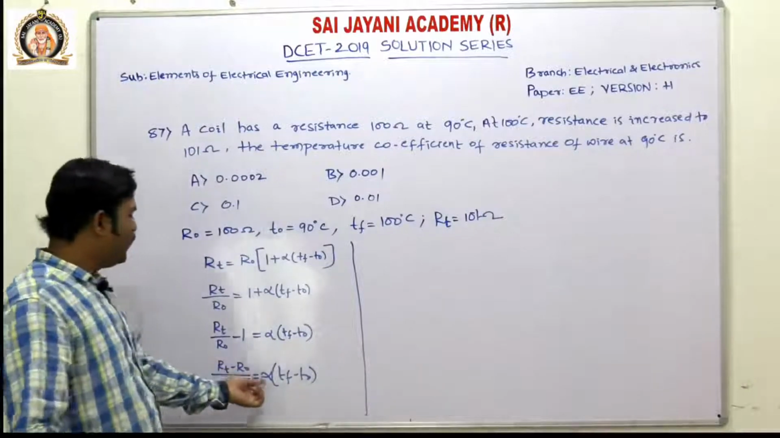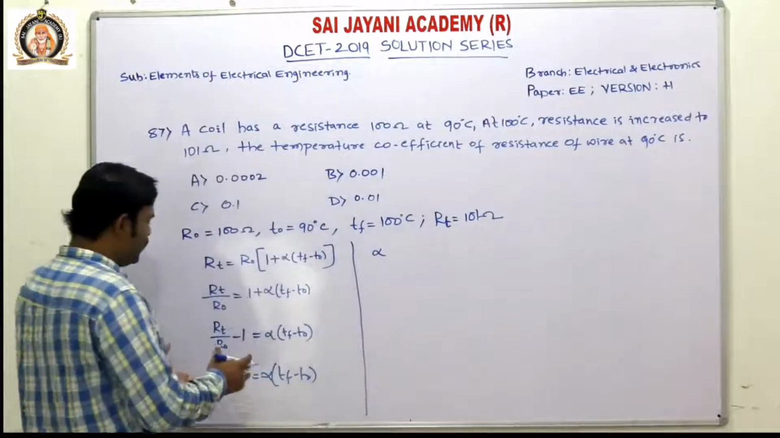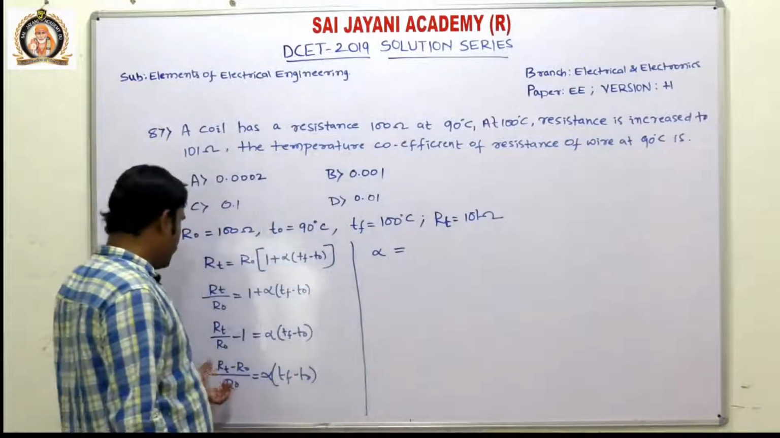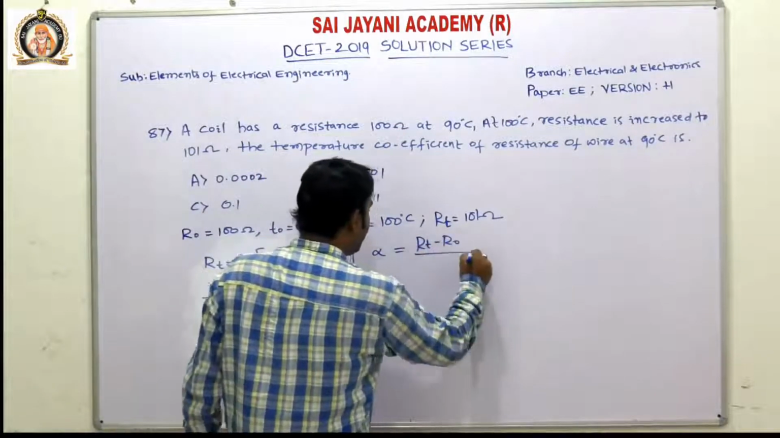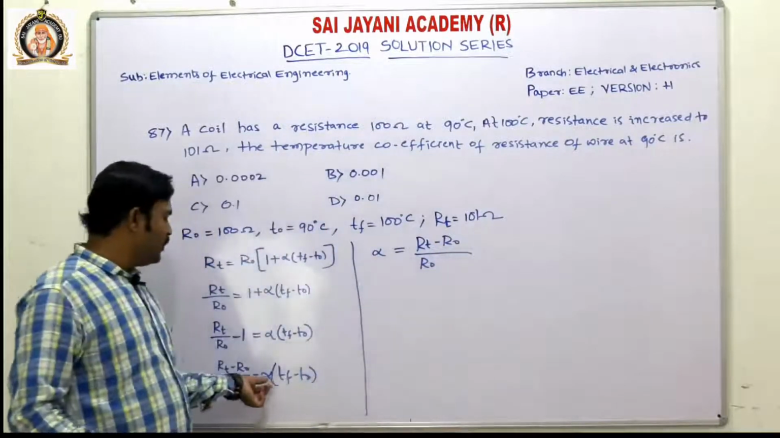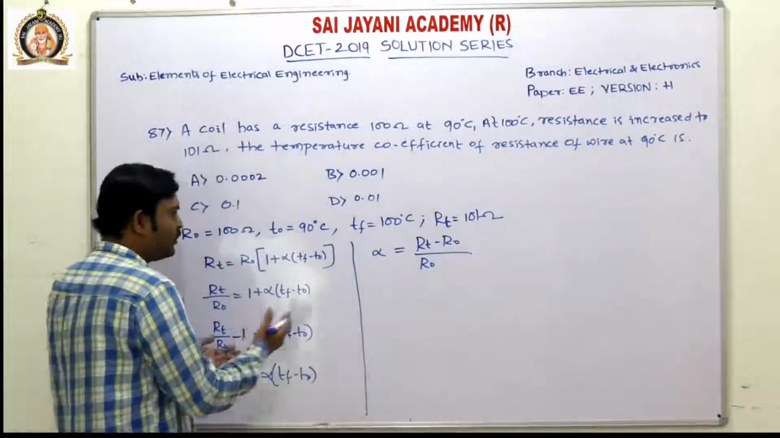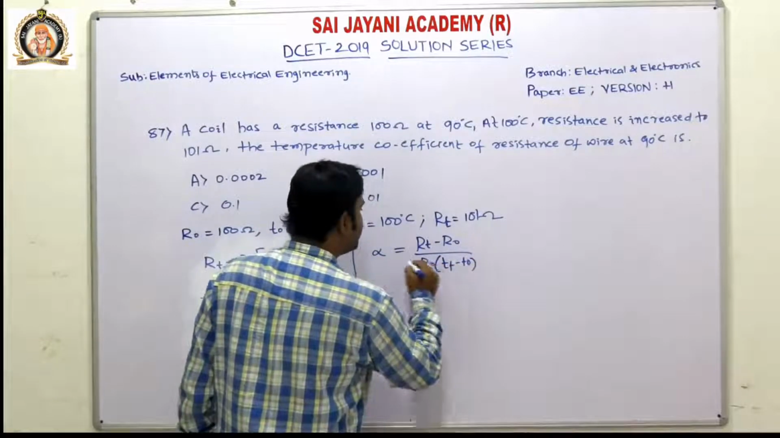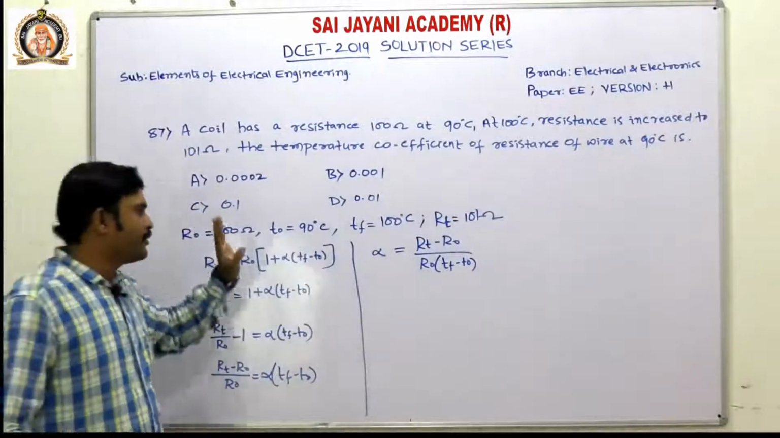So now what we need? Alpha we need, so I will write alpha at the LHS side and remaining things at the RHS side. Alpha equals RT minus R0 divided by R0, here it was alpha into TF minus T0. If it comes this side, it will become TF minus T0. So this is the final equation for alpha, temperature coefficient of resistance.